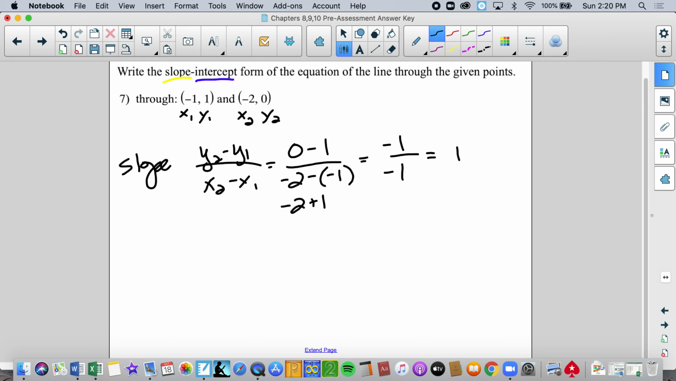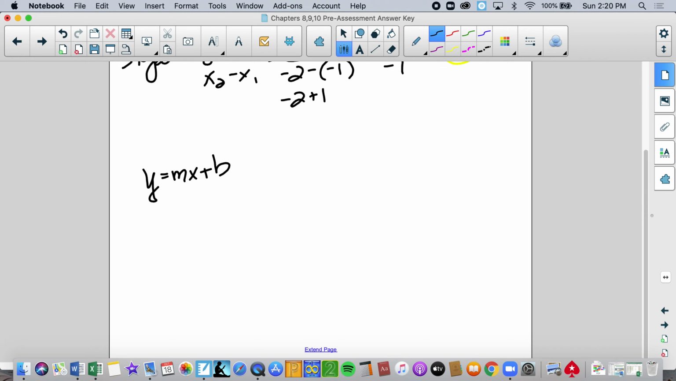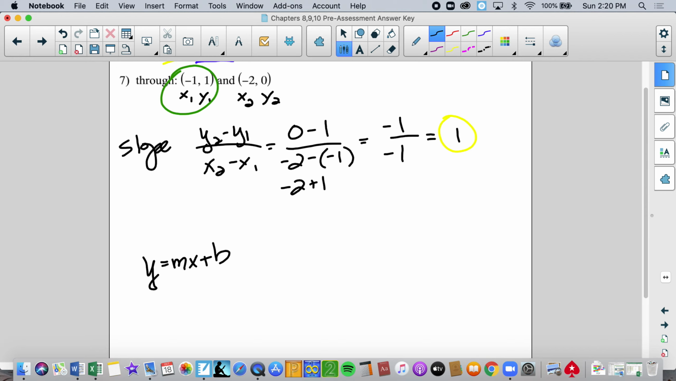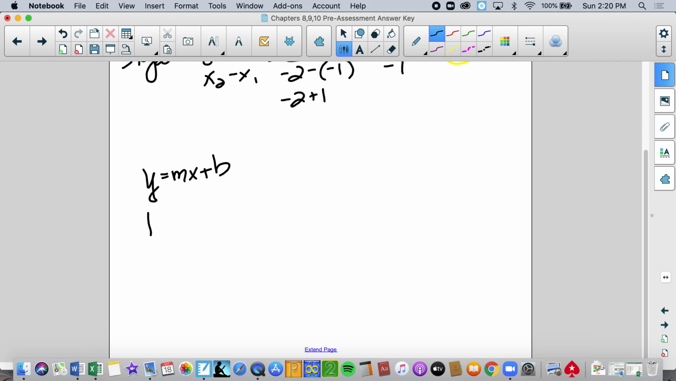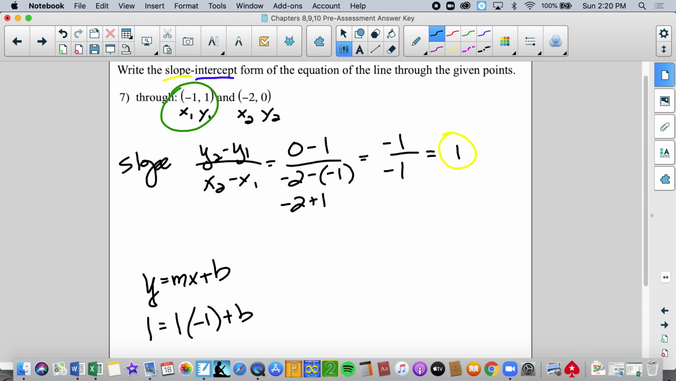Now we have a slope. We have the slope and we have a point. So choose one of these points. You can either choose point 1 or point 2. In this case, I'm going to use point 1 just for simplicity. I use my template. My y value in point 1 is 1. My m is 1. My x is -1. And I'm looking for my b.